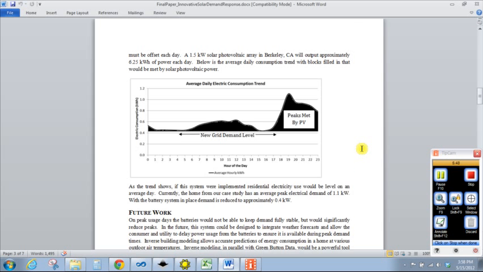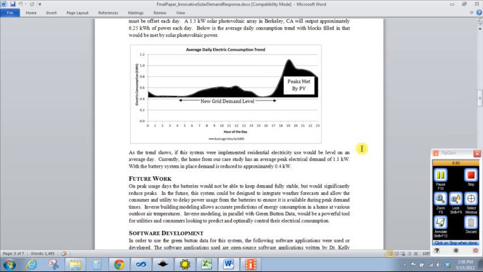A few notes on future work. One of the things that we talked about would be having this software, this application, be able to simulate this over every hour of every day in the year. We've certainly got the data available to be able to do that. We just haven't gotten that application developed yet. That would be something that would be worked on in the future.